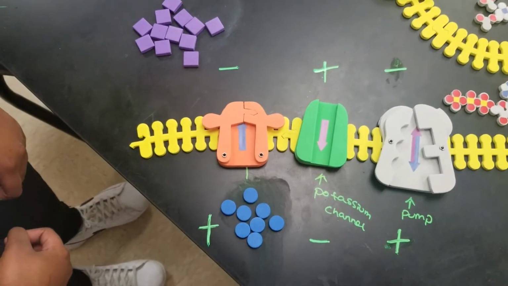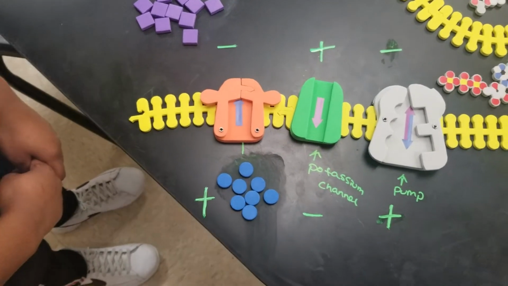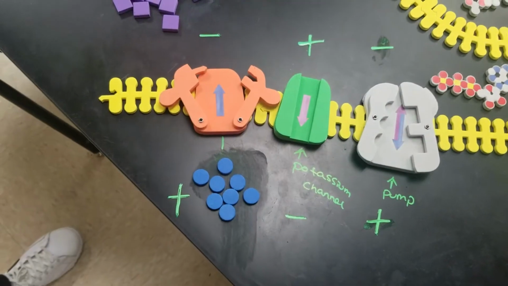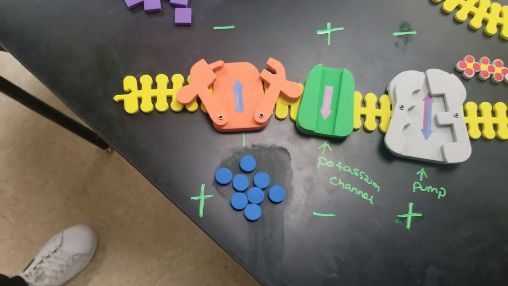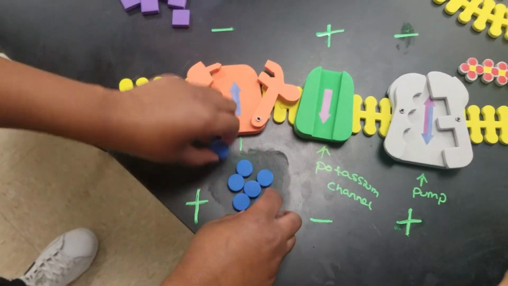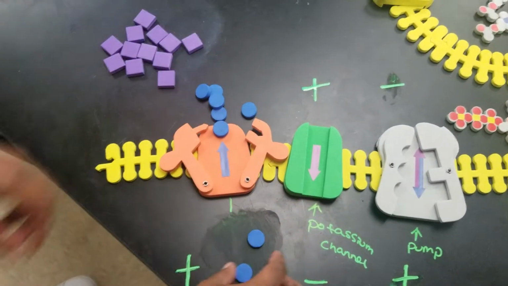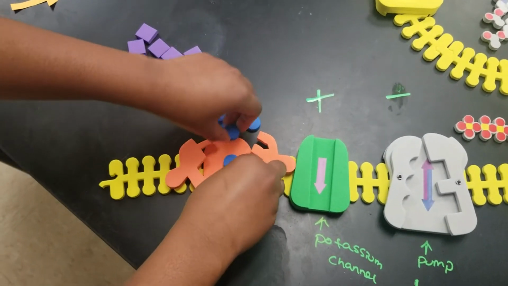During depolarization, sodium ions flow through the sodium channel into the axon, which makes the charge inside of the cell more positive.